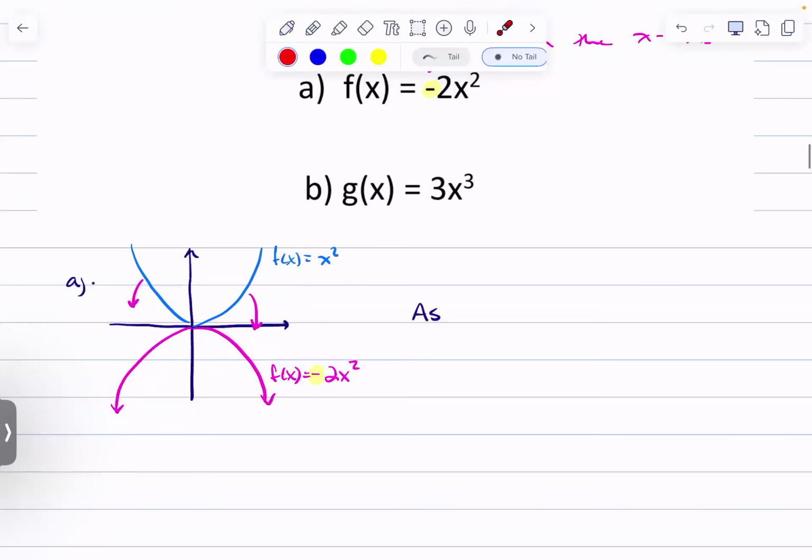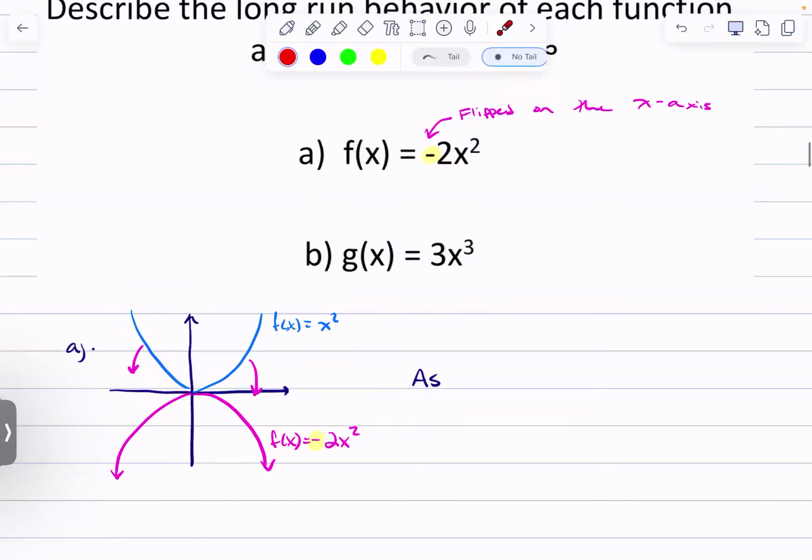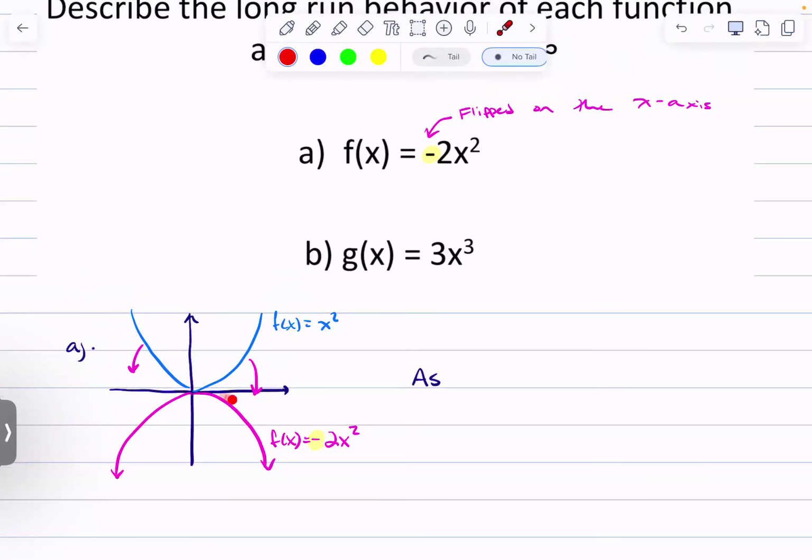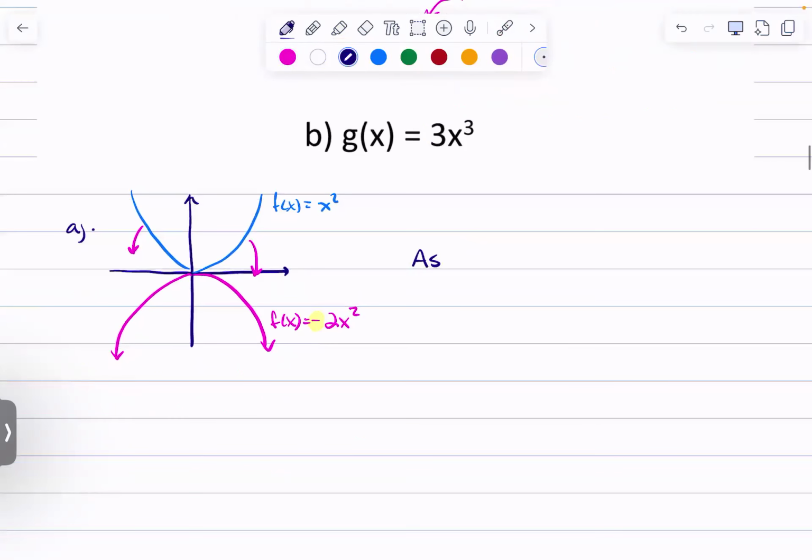we know that a flipped version of x squared is going to go to negative infinity instead of positive infinity. So as x goes to infinity, f of x is going to go to negative infinity. And as x goes to negative infinity, f of x will still go to negative infinity.